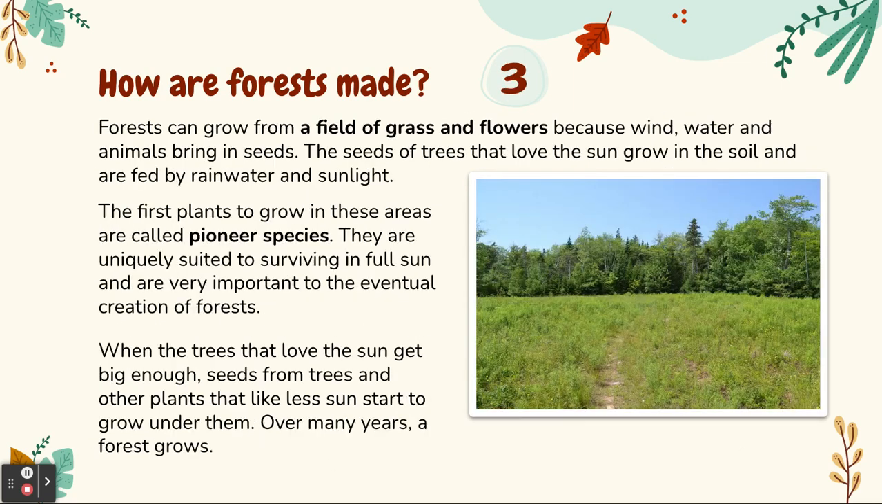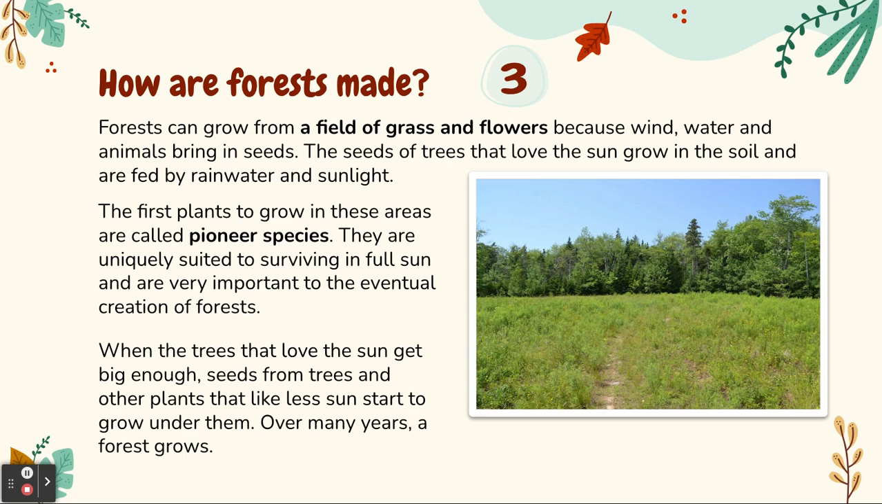A third way that forests are made is that they can grow from an empty field of grass and flowers. And this is because wind, water, and animals can bring in seeds. The seeds of trees that love the sun will grow in the soil, and they are fed by rainwater and sunlight. These first plants to grow in these areas, we call them pioneer species, and that's because they're the first plants that grow there. They're kind of like pioneers.